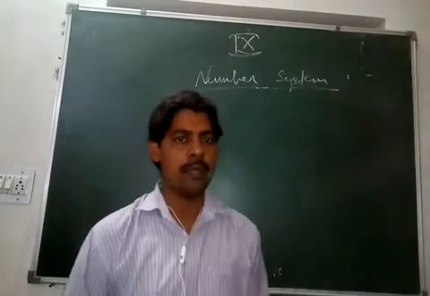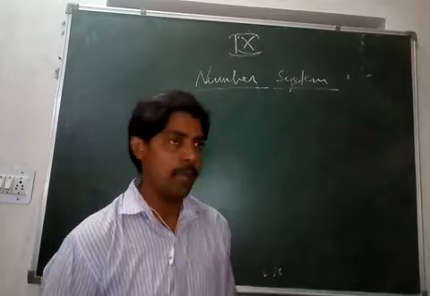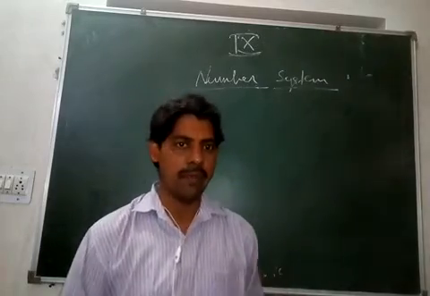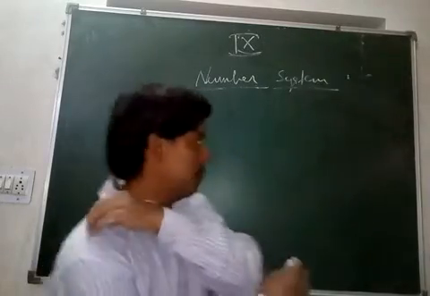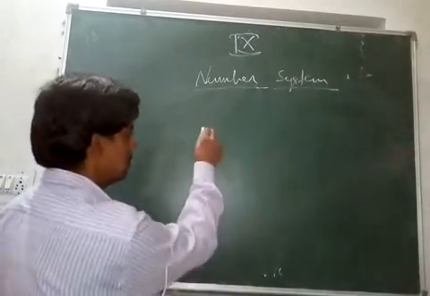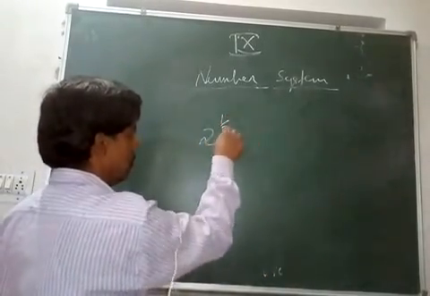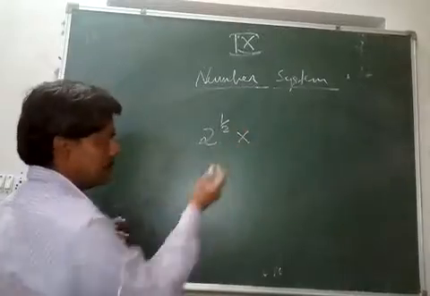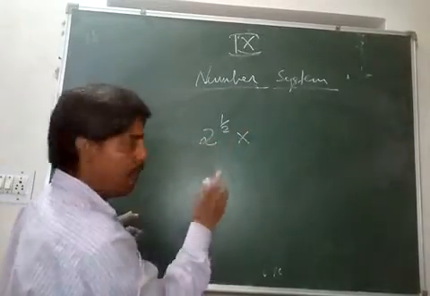As you know, we are doing chapter number 1, number system, and we have just done laws of exponents. So I will just revise them for you so that you understand them properly. This time I will take some other numbers, like suppose we get 2 whole 1 upon 2 multiplied by, this is 2 to the power half.